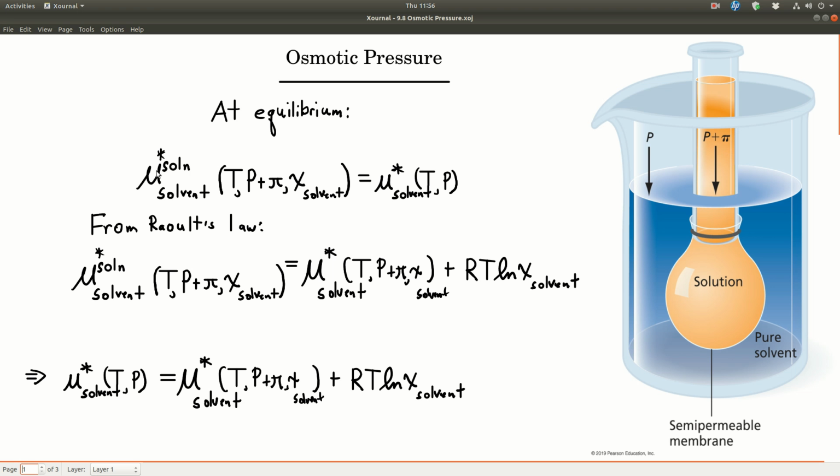So at equilibrium, it must be true that the chemical potential of the solvent inside the membrane, which is this term here, is equal to the chemical potential of the solvent outside of the membrane here. We also know from Raoult's law that we can write the chemical potential of the solution inside the membrane as the chemical potential of the pure solvent at that pressure plus RT ln mole fraction of the solvent. Setting these two equal to each other because they're both equal to this term right here, we get this equation right here.